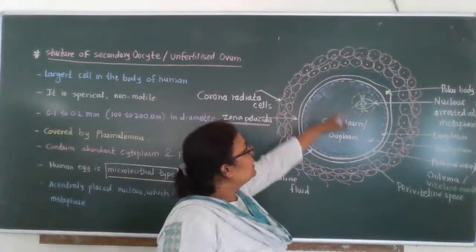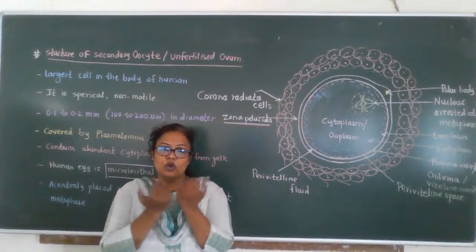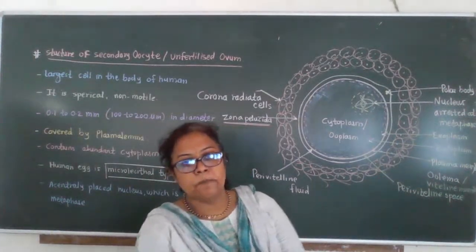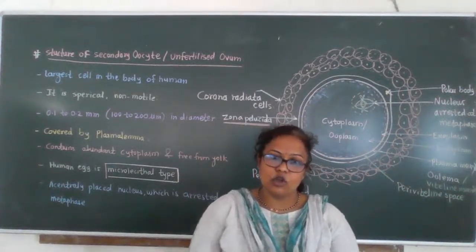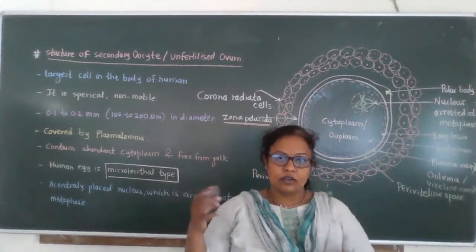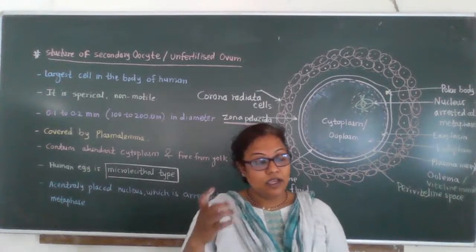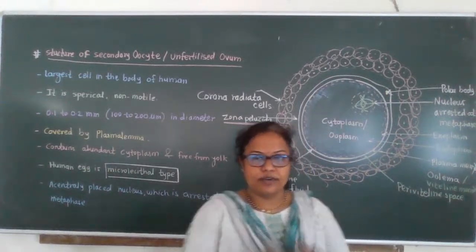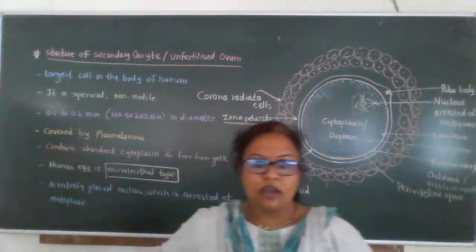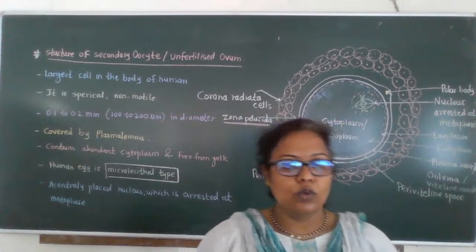Then the zona pellucida is surrounded by corona radiata cells. These corona radiata cells are glued or stuck with each other by hyaluronic acid, and it gets dissolved only by the hyaluronidase enzyme, which is released by the human acrosome during the fusion, right? So this is all related to the human egg, unfertilized egg or unfertilized ovum or secondary oocyte. Thank you.